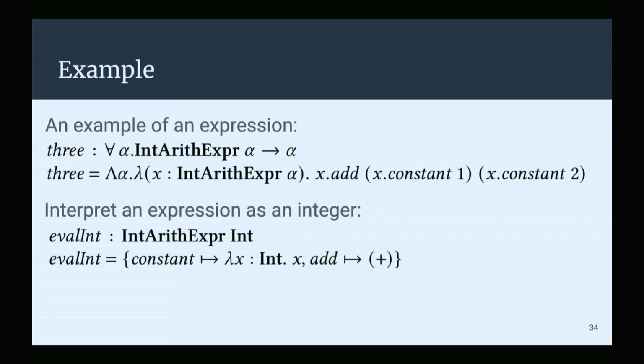To actually build a term now, you need to specify it by its fold. So this expression 3 here takes an interpretation at some type alpha and returns you an alpha, basically implementing fold. And then we can define an interpretation of an expression, such as evaluate, how to evaluate an expression as an integer. In this case, it's really simple. We just give the identity function for constants, which just pulls out the meta-level integer, and then addition is just implemented using meta-level integer addition.